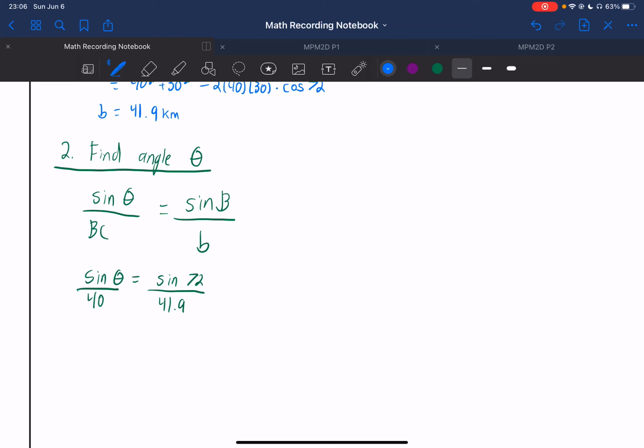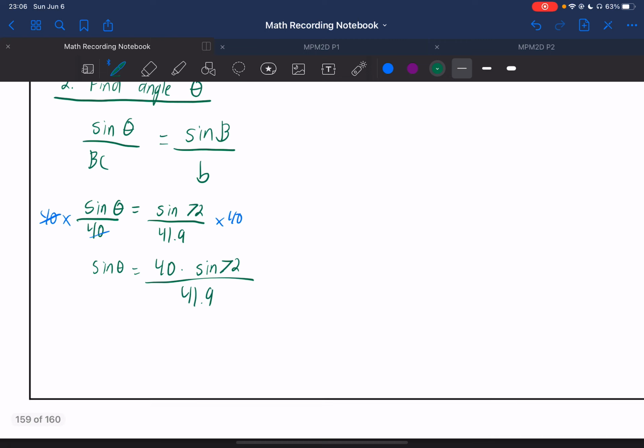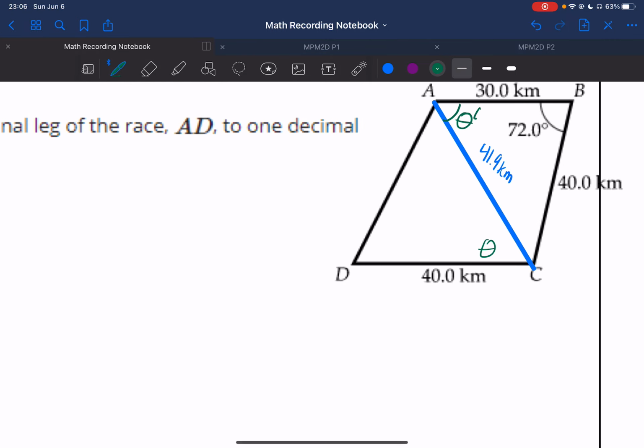At this point, we want to multiply out the 40 on both sides. These cancel each other out. And we're left with sine theta equals 40 times sine 72 over 41.9. Theta equals the sine inverse of these lovely numbers. And if we put that in our calculator, theta rounded to the degree is 65. So we have 65 degrees here and 65 degrees here.